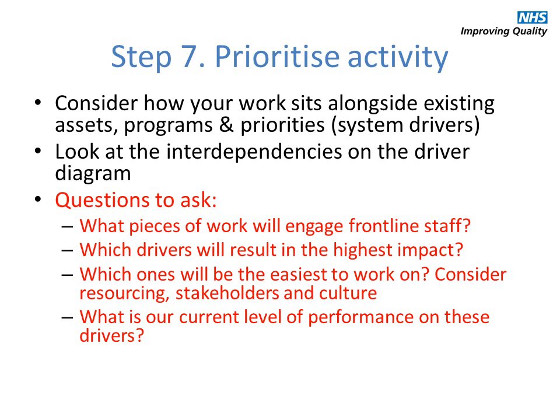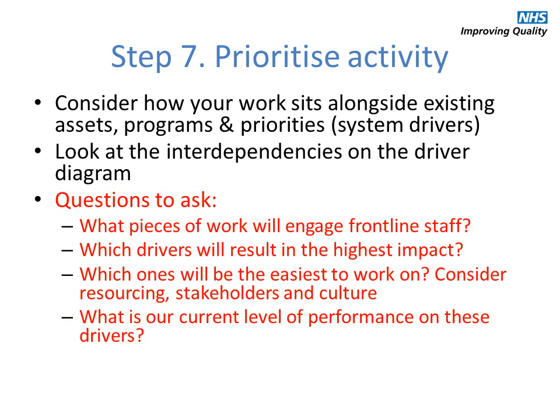And I think the key questions to ask when you're looking at prioritised activity is what piece of work will engage frontline staff, and which drivers will result in the highest impact towards your aim. Are there any quick wins in there? Which ones are easier to work on given the resources you've got at hand? And what is the current level of performance on these drivers? So if you're doing a lot of work at the moment on trying to increase capacity, perhaps some focus on another area of activity might give you some more yield early and some more results earlier on.